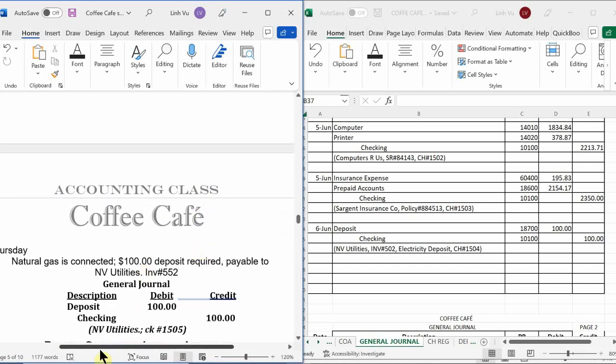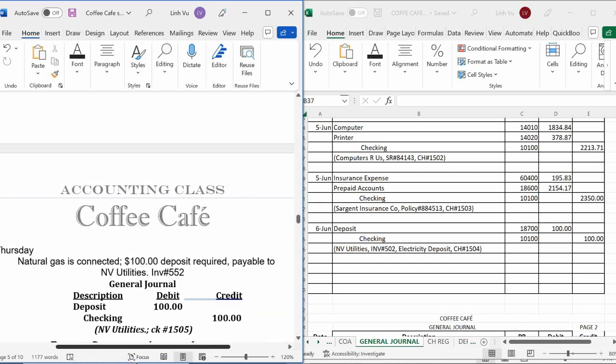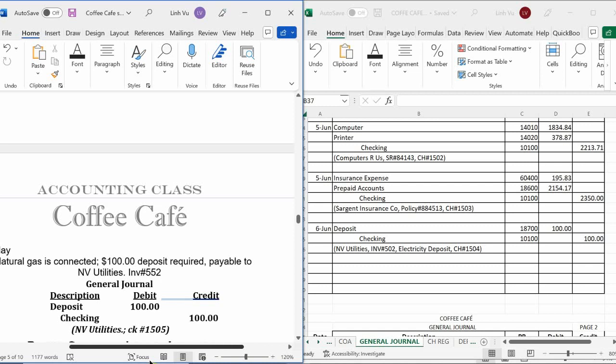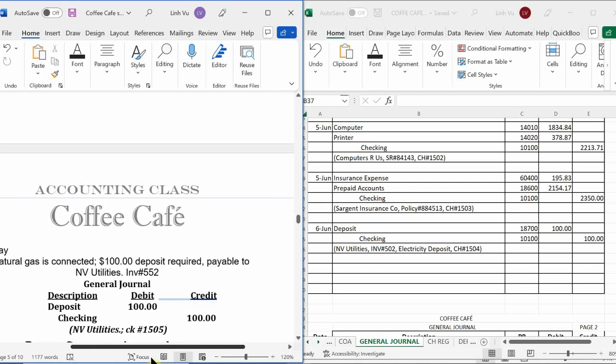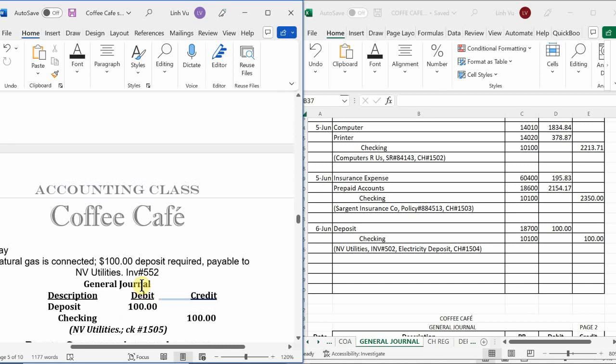All right. Next thing that we have here is we end up getting natural gas being connected. Another $100 deposit is required, and it's payable to NV Utilities. So in this case, we got gas going on to help us with any heating in the building, and also if we do utilize anything in regards to turning on a gas grill or whatever it is. But in this case, we're making coffee, so everything's going to be electric. It's just for heating purposes of heating up the building.